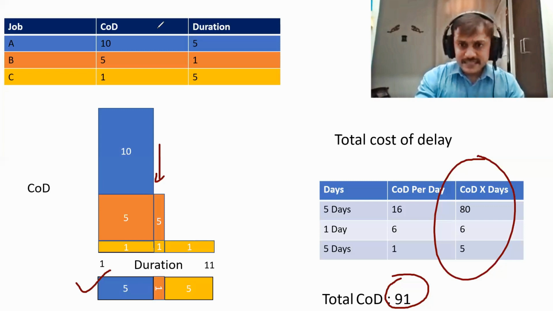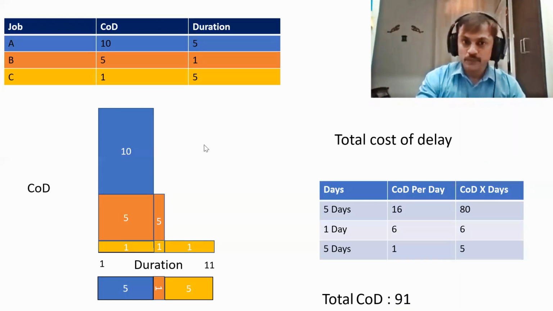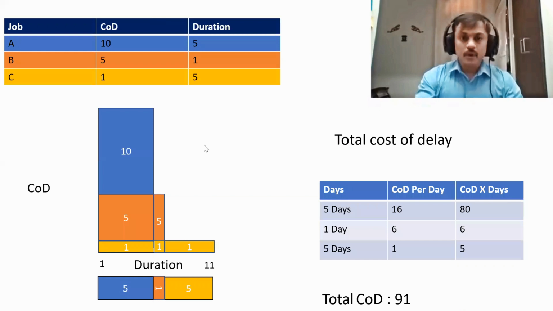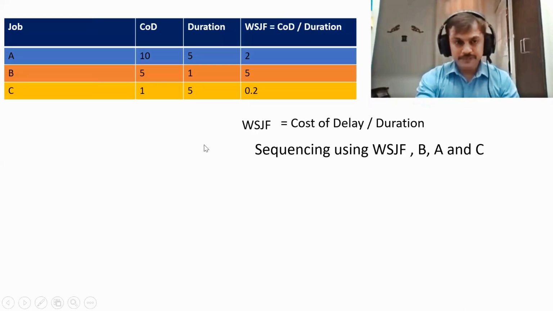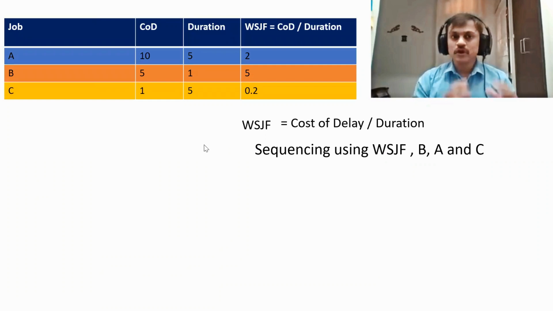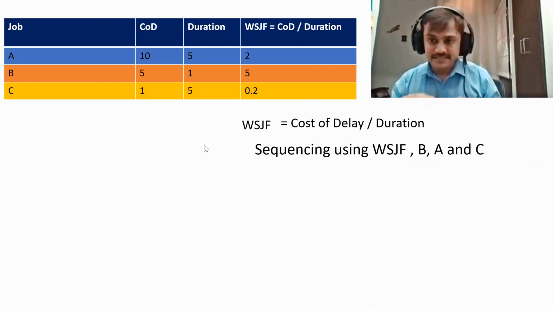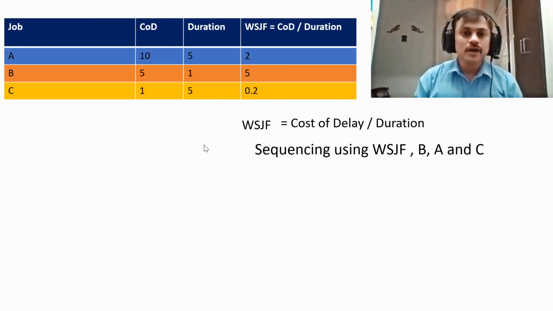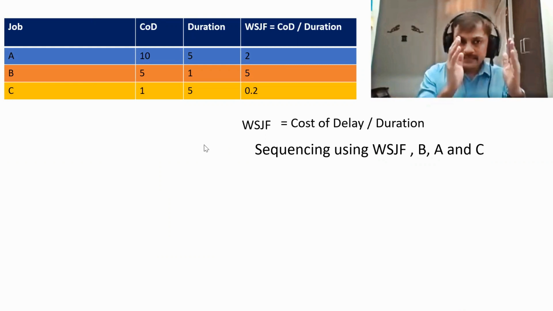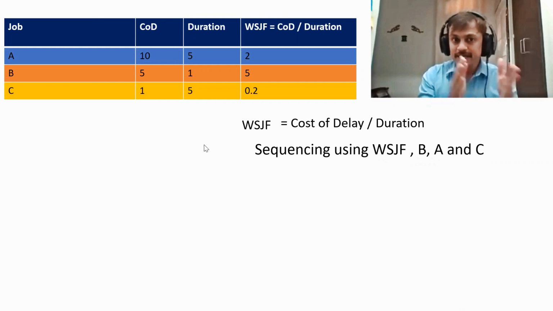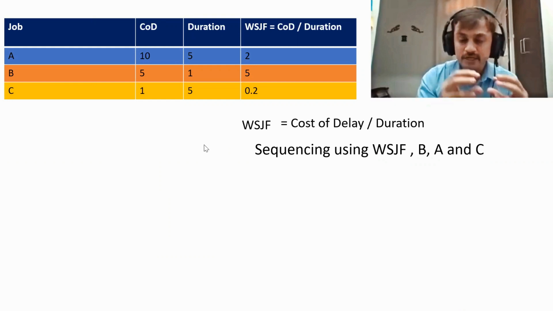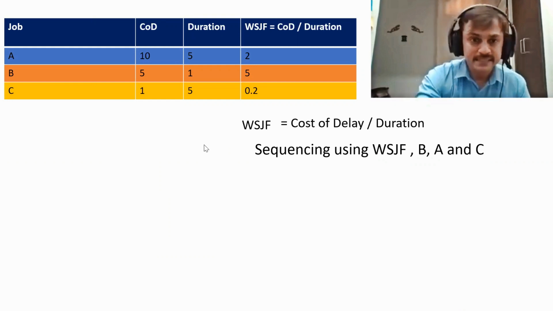Now let's see a different situation where I apply the WSJF formula. What is WSJF and how do I apply it? The WSJF formula is pretty simple: cost of delay divided by duration. This is the generic WSJF formula; the SAFe WSJF formula we will see later. When I apply this, I divide the cost of delay of 10 by duration 5, and I get a WSJF of 2. You can see it here.